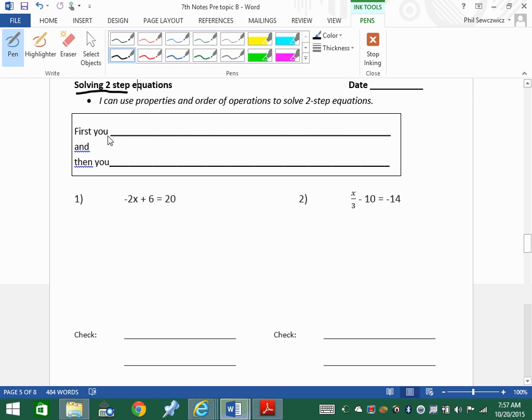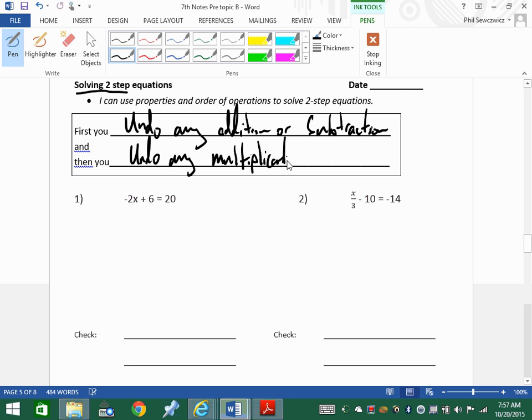So we're going to go in what we think of as reverse order of operations. First you undo any addition or subtraction. That's always what we take care of first, and then you undo any multiplication or division. All right, so let's go to that very first problem. I've got negative 2x plus 6 equals 20.